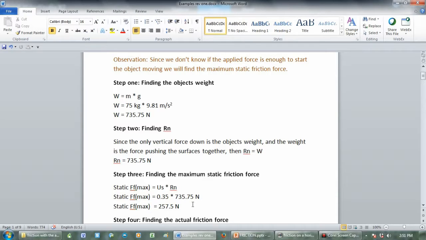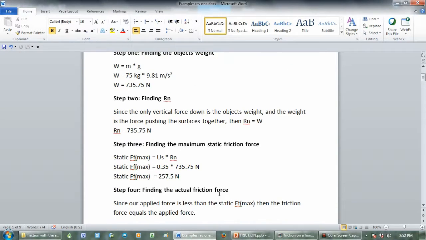Step 3. Finding the maximum static friction force. Maximum static friction force equals the coefficient of static friction times the normal reaction force Rn. The maximum static friction force equals 0.35 times 735.75 newtons. The maximum static friction force is 257.5 newtons. So that's the maximum static friction the reaction force can offer to the applied force.